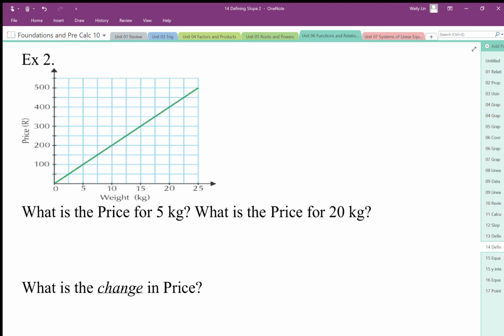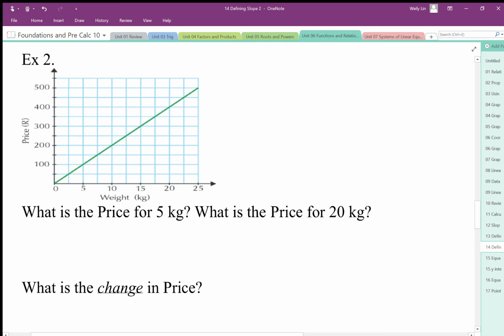In this relationship, we are relating the weight of some quantity here and the price of that quantity that we're buying here. And so the weight is our independent variable, our input. The output is our price.